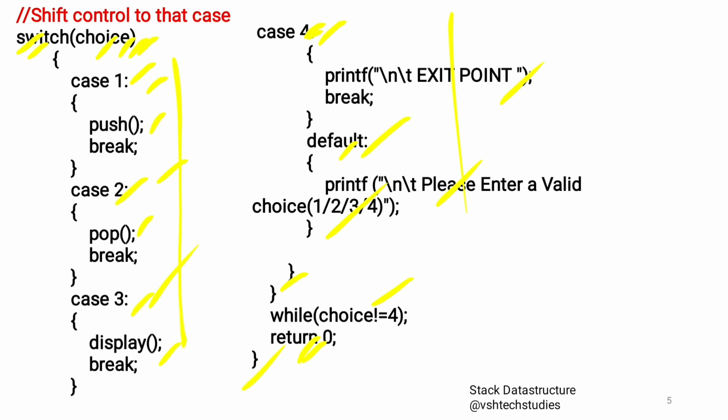This 0 will be returned to the OS because the main function was returning int type data to the operating system. Hence 0 is returned to the OS. This is the end of the main program. In the next part, what we have to see is how push, pop, display and exit are implemented. That we shall see next.